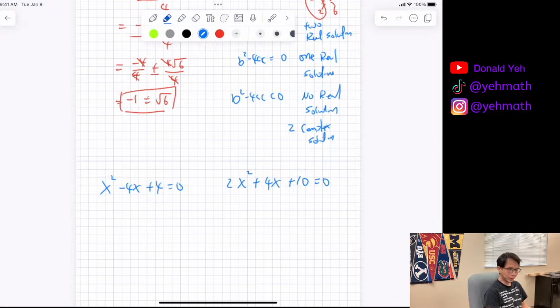Is the second one factorable? I don't think so. Is it? I don't think it's factorable. 2x squared plus 2x, 5. 5 is not factorable. 5 only 5, 1. I don't think you're going to get 2. The first one's factorable.